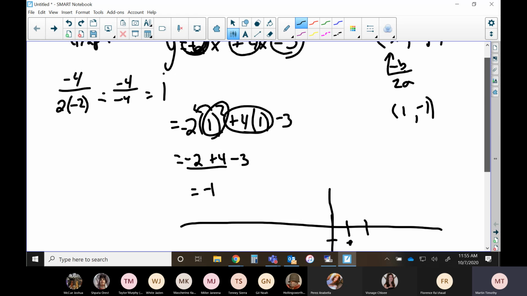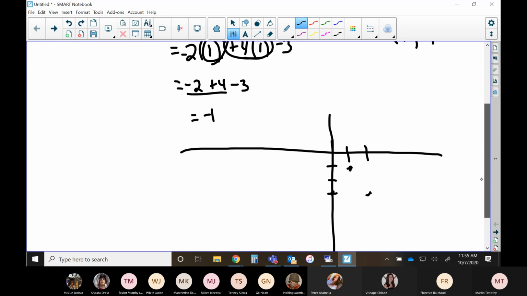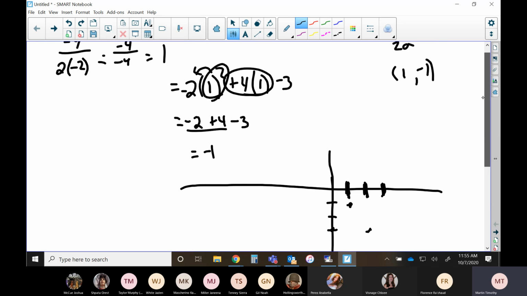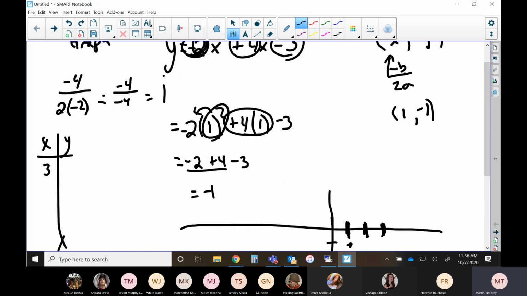Are you with me, yes or no? What could I do to finish this off? Plug in a what? What is x equal on this one? Stop doing what you're doing and talk to me. What is x equal when I'm on this one? 1. What does x equal when I'm on this line? 2. So what would be my next point over that I'd plug in to find? 3. So this is like making an x and y chart. And I'd be plugging in 3 for this. And that means I'm going to replace all the x's with the 3 and then do order of operations.